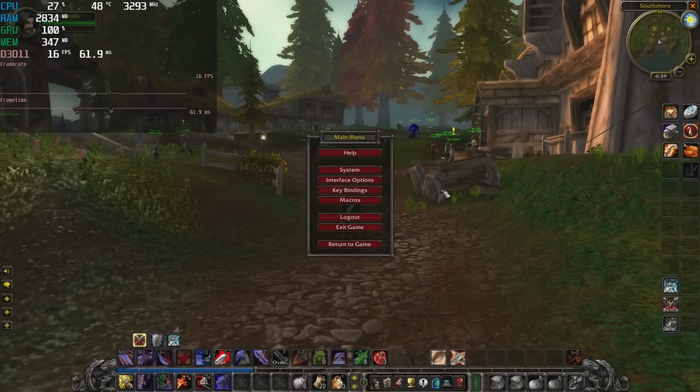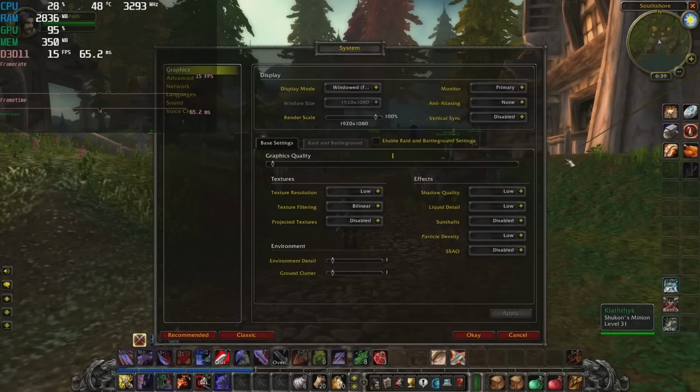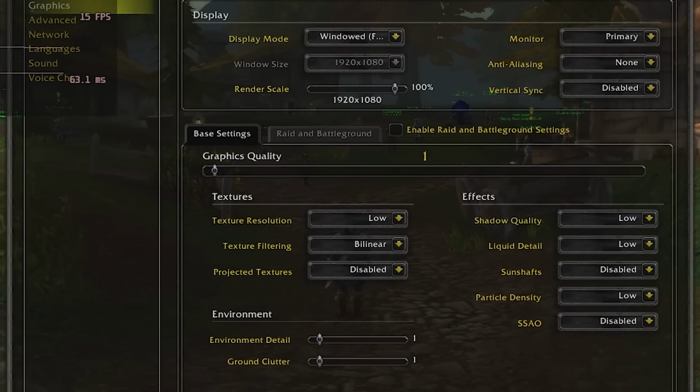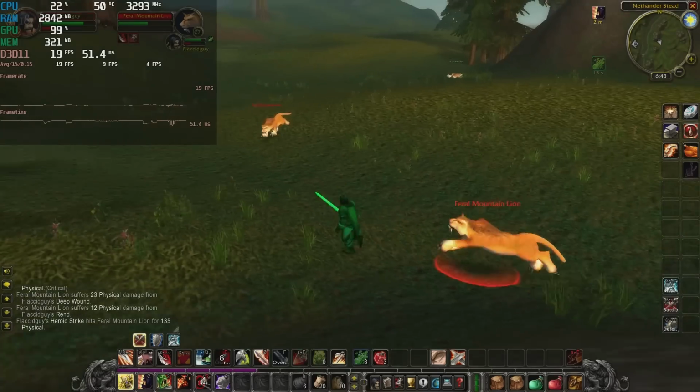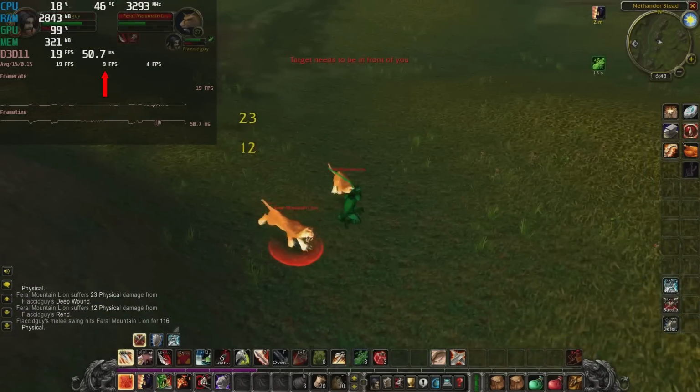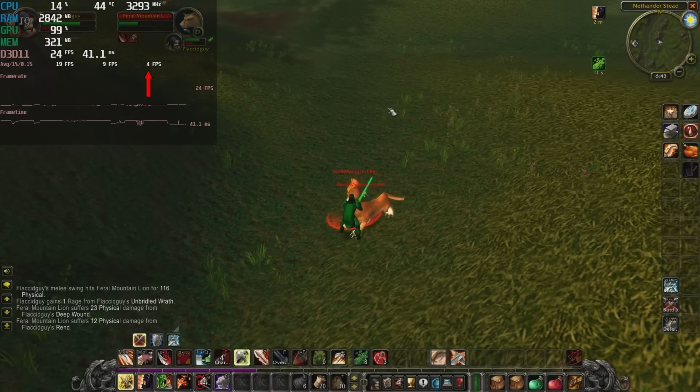So this system pretty much passes with flying colors for all the specs except in the graphics department, but let's see how it performs. I first tried to play at 1080p and I started with the lowest graphics available. That's a 1 out of 10 on the preset slider. Here I am in Hillsbrad Foothills killing the beasts right outside of town, and I was getting roughly 19 FPS average with 9 FPS 1% and 4 FPS 0.1% lows.